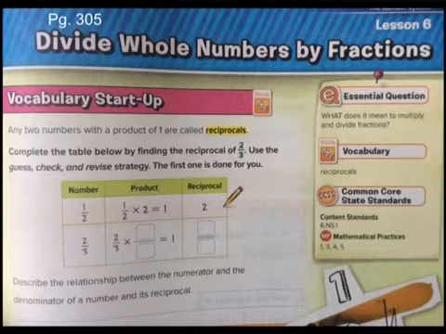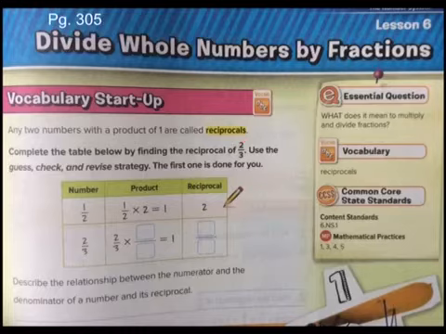Divide whole numbers by fractions. Okay, so let's take a look at what we're going to do here. We have to first look at the vocabulary where we look at reciprocals. And reciprocal, when we talk about that, we're really just talking about flipping it. Remember when we flip the second fraction so that we can then turn it into multiplication? The reciprocal is the same number but opposite, if that makes any sense.